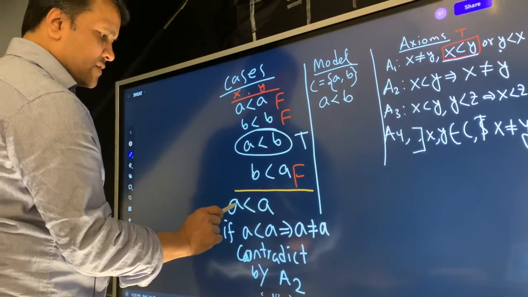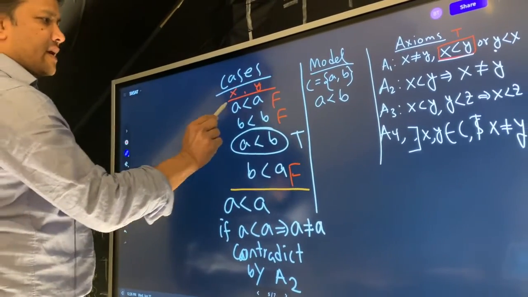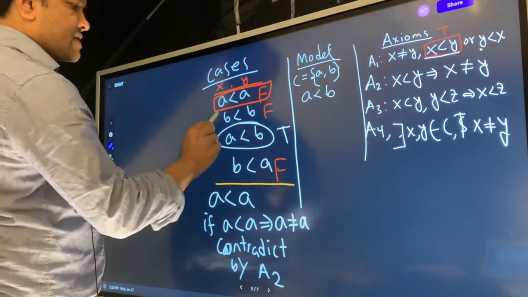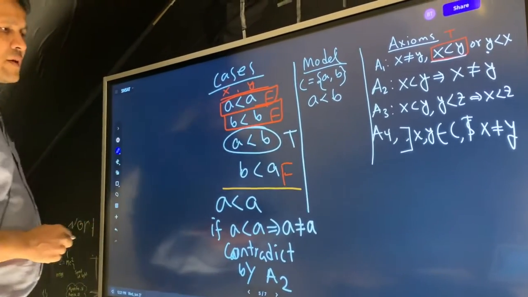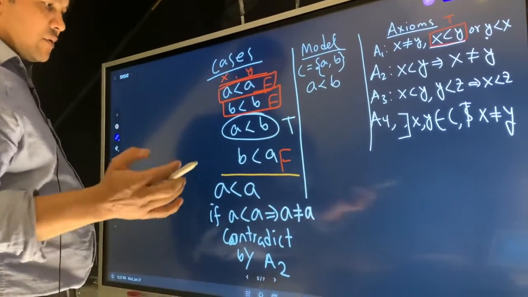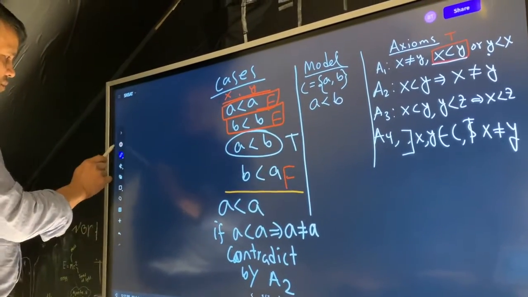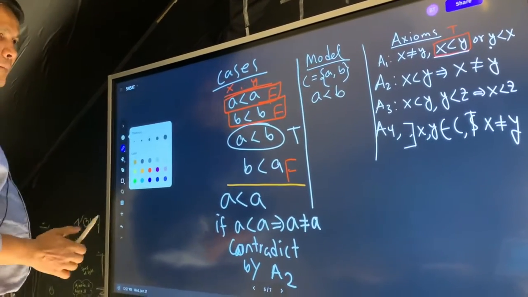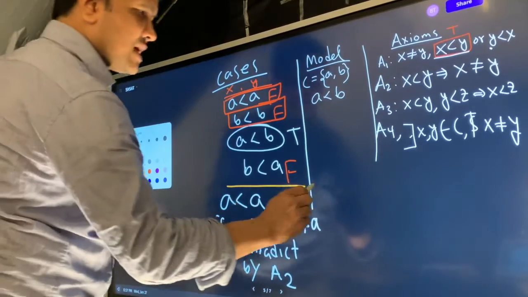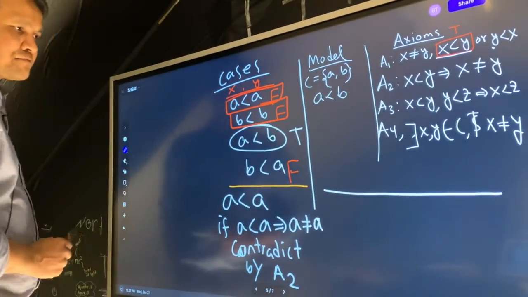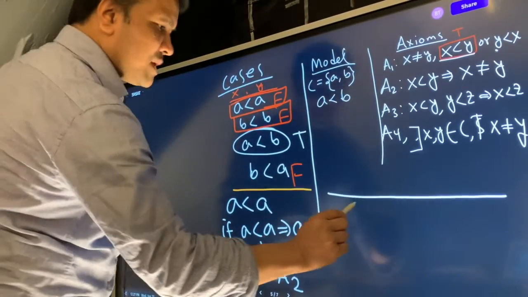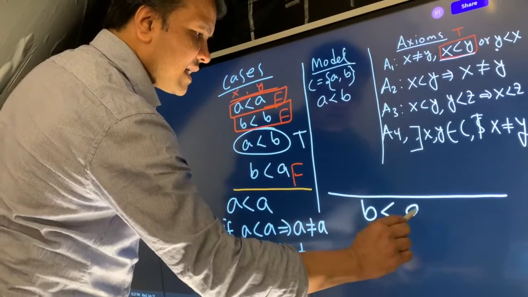So if this is false, then obviously b is less than b is false. What remains is b is less than a. We're going to prove that now. So we're going to prove that b is less than a is false, and let's do it here because we have a space over here.